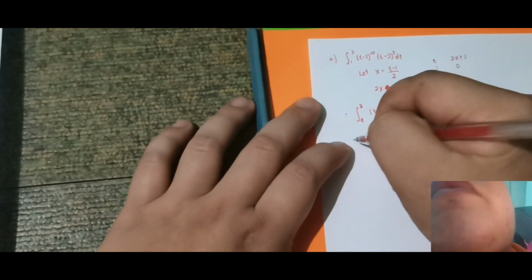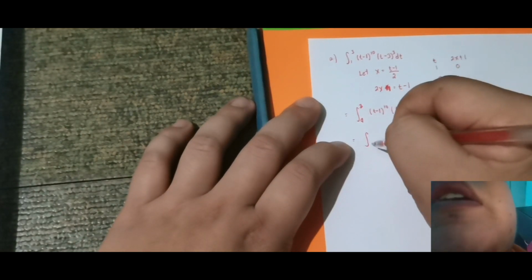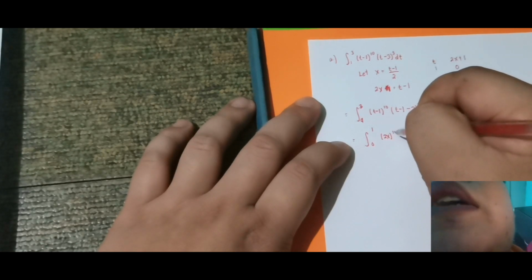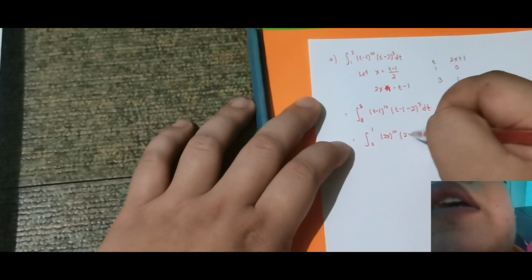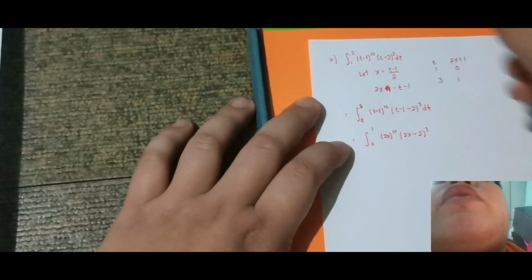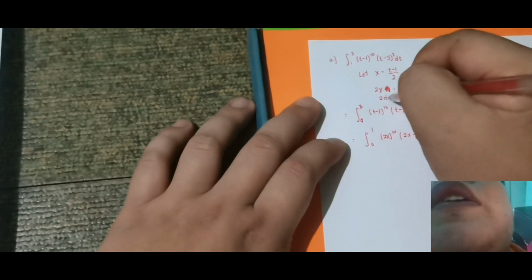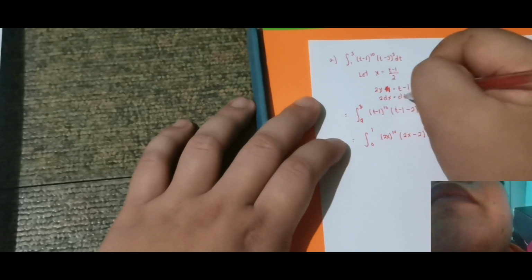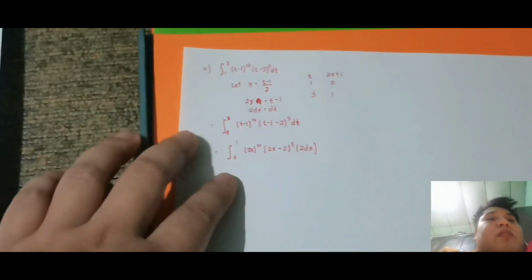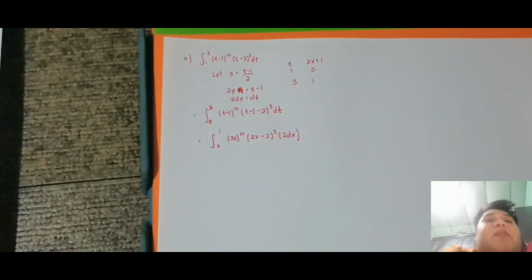So, this is just equal sa integral. Papalitan ko na, magiging 0 to 1. Kasi ito ay magiging 2x raised to 10. Kasi ito ay magiging 2x minus 2 raised sa 3. Tapos yung dt, paano natin kukunin? So, this is just 2 dx is equal to dt. So, this is just 2 dx. Okay, so nagkakaroon na siya ng kahit paano.